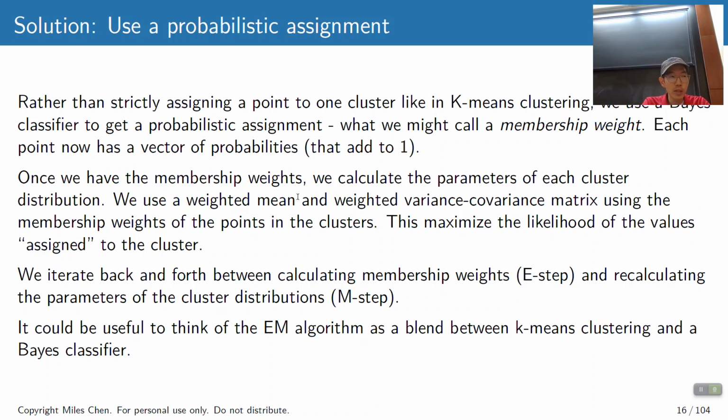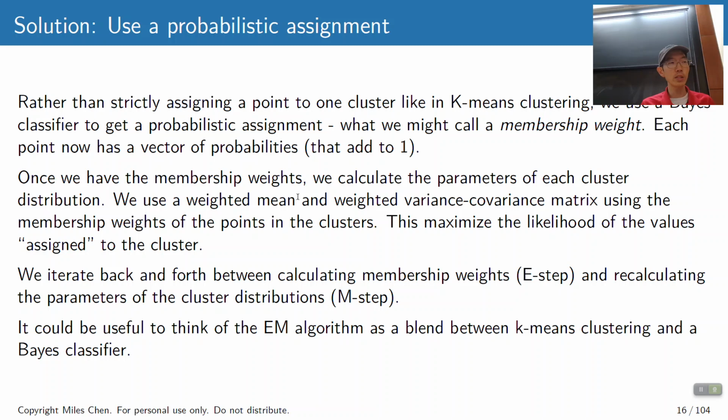And by using these weighted versions of the mean and the variance-covariance matrix, this maximizes the likelihood of the values that are, quote, assigned to each cluster. And then we iterate back and forth. So we get our weighted means and variance clusters. And then once we have that, we go back and say, all right, now that I have updated means and variance values, what is the probabilistic assignment? This point belongs to each of these clusters.